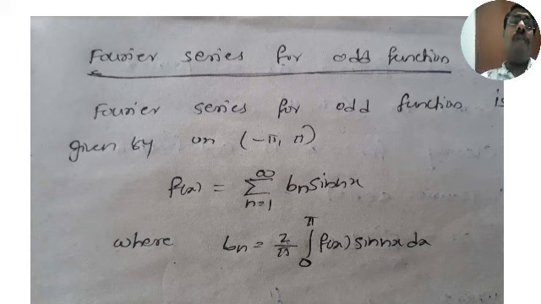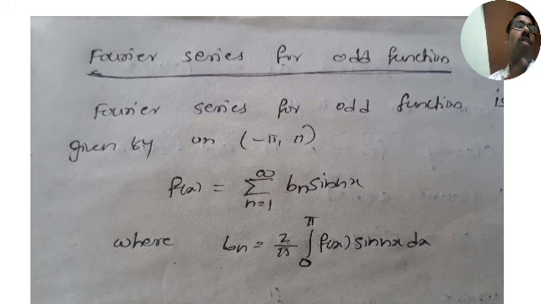Before going to the problems, one thing I want to recall for you: sine 0, sine pi, sine 2 pi, sine 3 pi, sine 4 pi, sine 5 pi, sine 6 pi, all are zeros. In general, sine n pi is 0. That is what you have to remember.